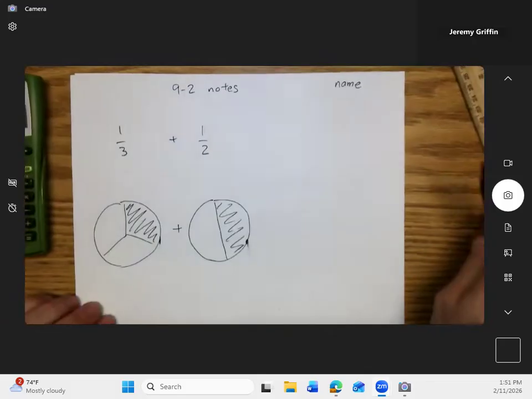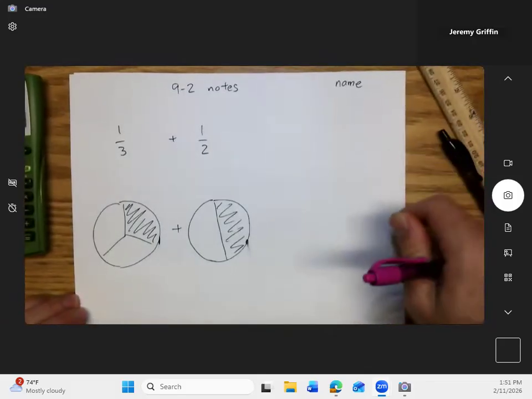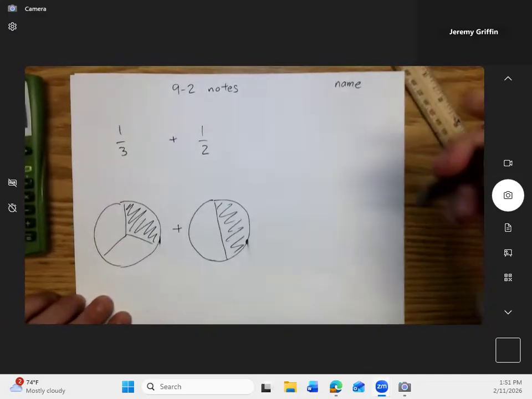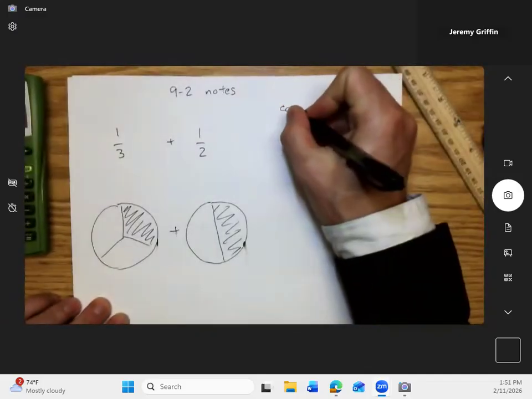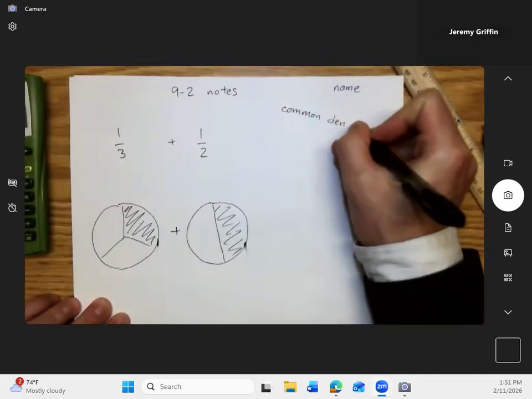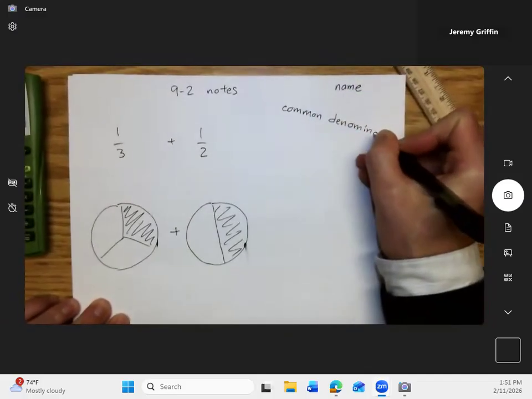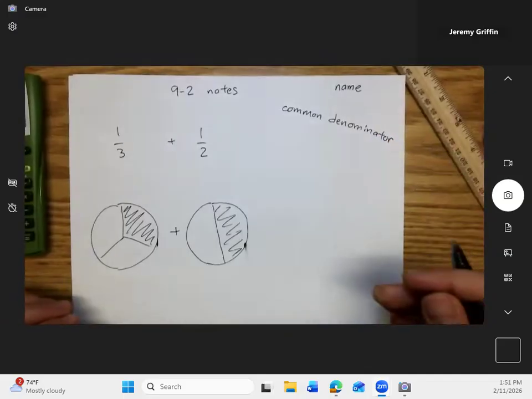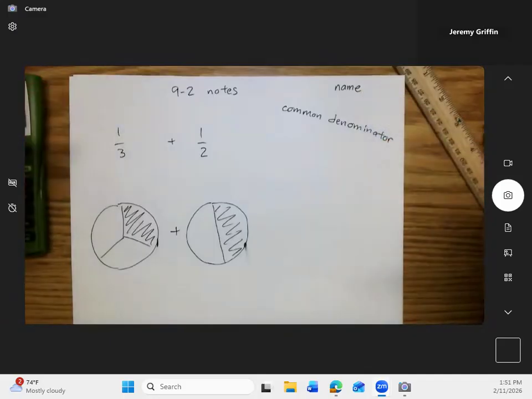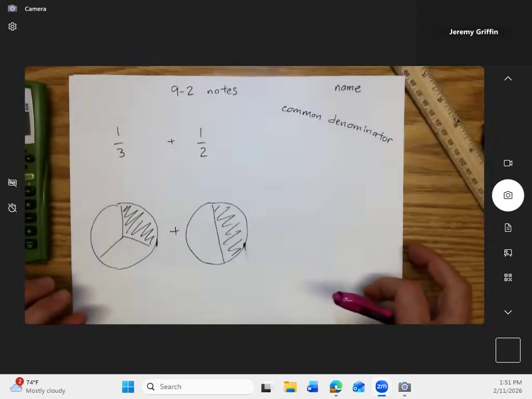Hey guys, how do you add fractions together? You have to have a common denominator. Here, I'll write that over here. Common denominator. Yeah, this is your notes. Everybody's taking these notes. You write your name, you're at 9-2 notes. I'm going to do a few examples with you guys, then you turn these in and get points. We've been doing it for a while.